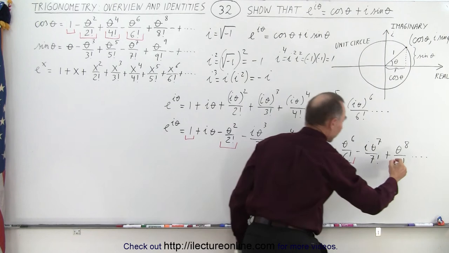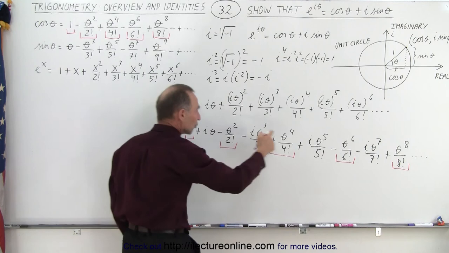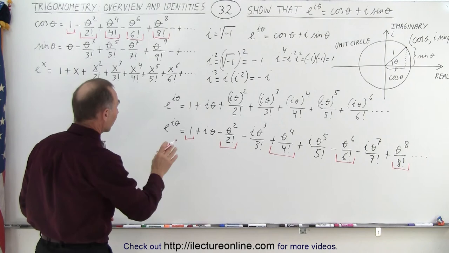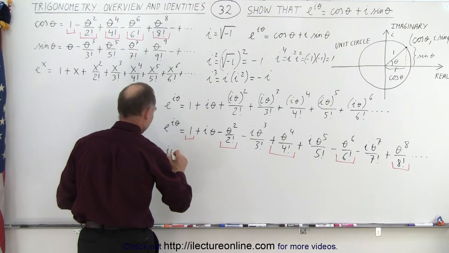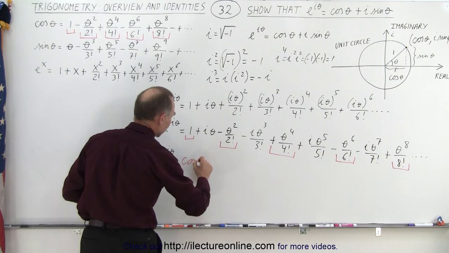And you can see that the alternating terms in this series expansion correspond to the cosine of theta. So that means we can say that e to the i theta is equal to the cosine of theta if I grab all these terms underlined in red.